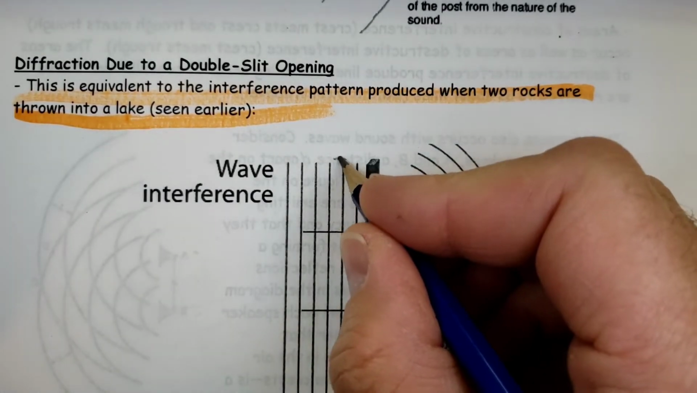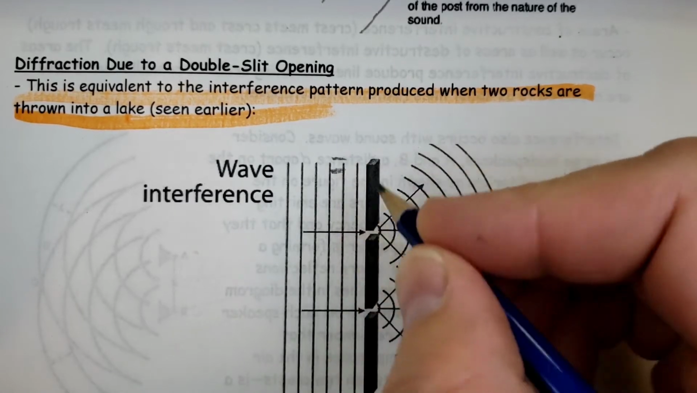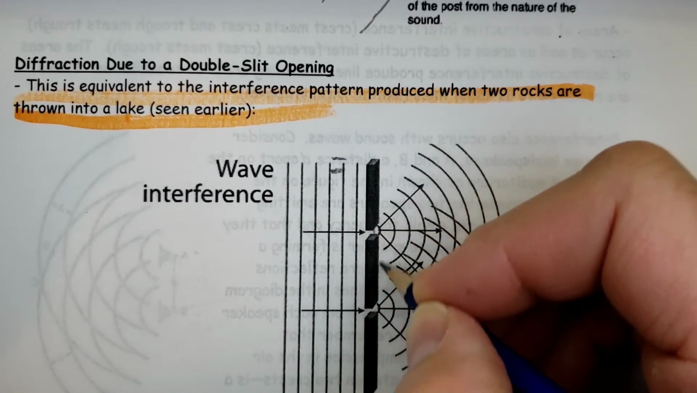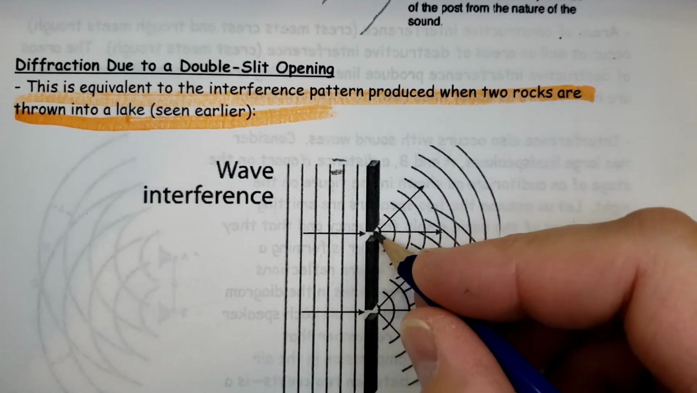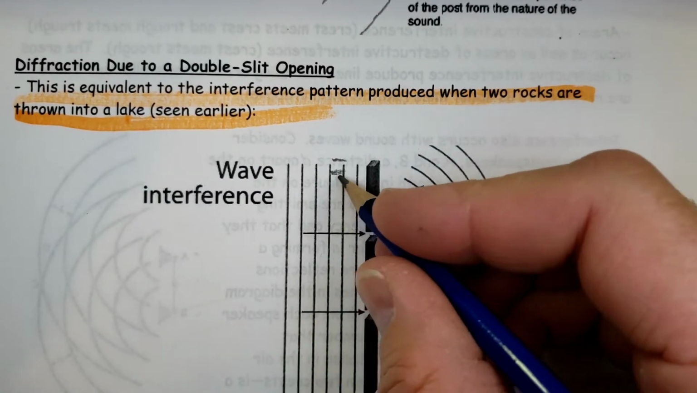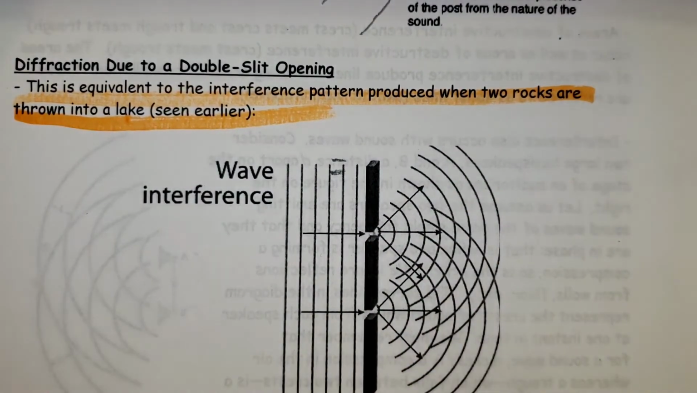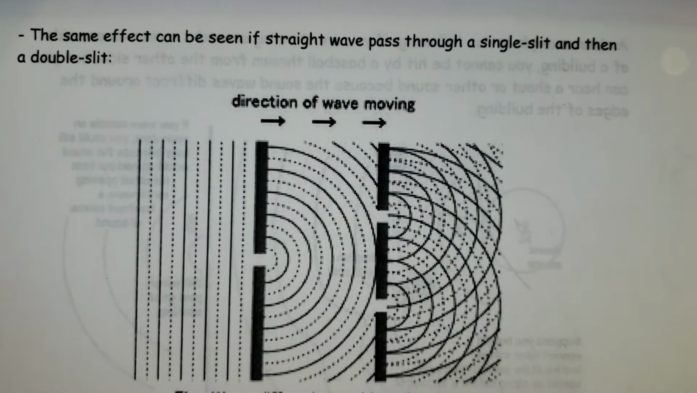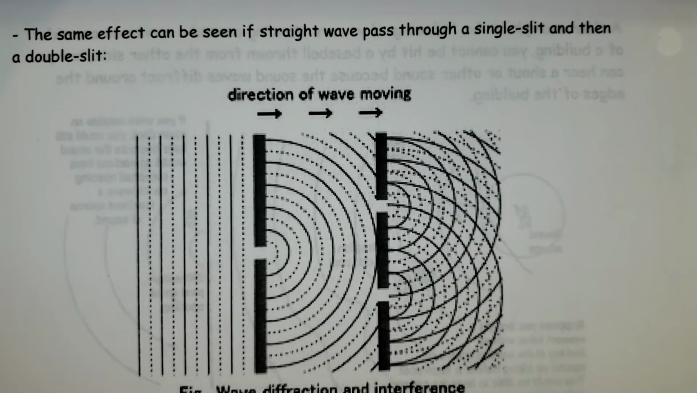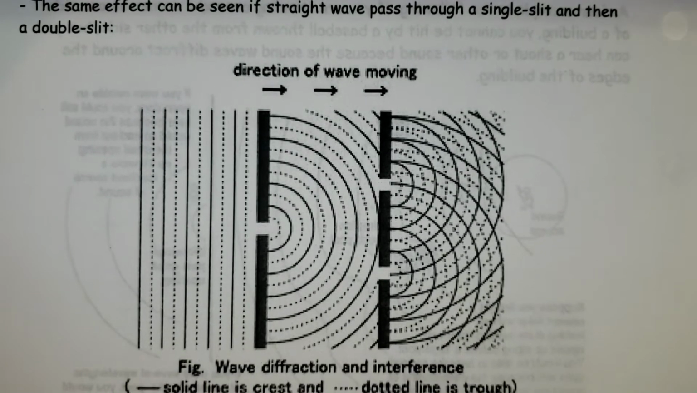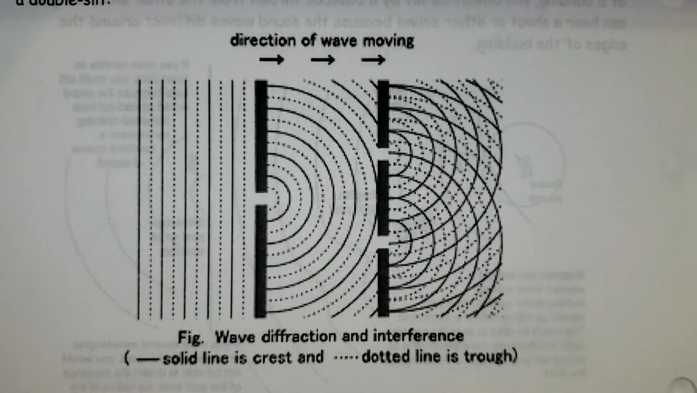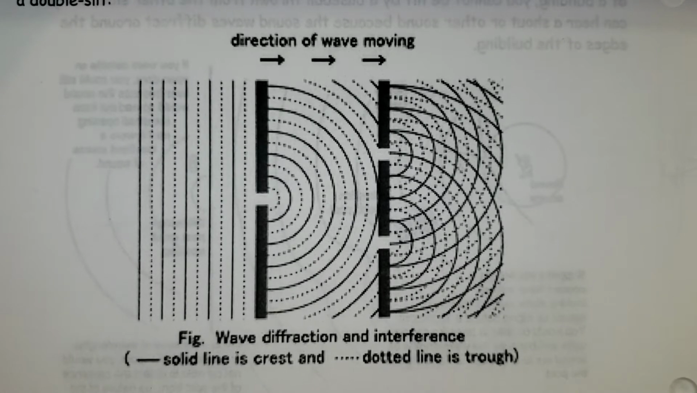This happens if the wavelength, this distance here, is equal to or larger than the slit width. We see here the slit width is really small. It's a little bit less than the wavelength, so we do get quite a bit of diffraction around there. Of course the same effect can be seen if straight waves pass through a single slit and then a double slit, such as here. Now we're going to draw a couple of things on this diagram because I have one of these in the assignment as well.